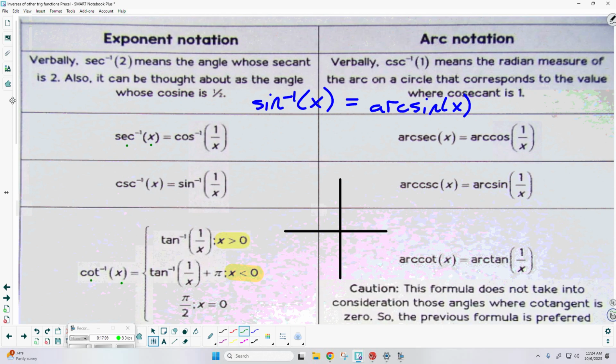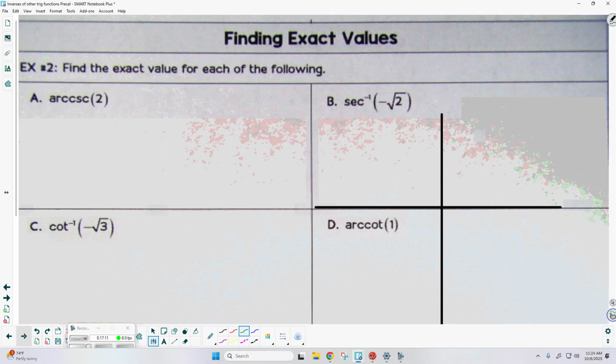All right, well, let's try some problems. Let's see what we got here. So A, we want to evaluate arc cosecant of 2. Somebody help me out. What's the reciprocal of cosecant? Sine. So this arc cosecant of 2, I'm going to first rewrite as arc sine of 1/2. Remember, we're taking the reciprocal of the trig function and the ratio.